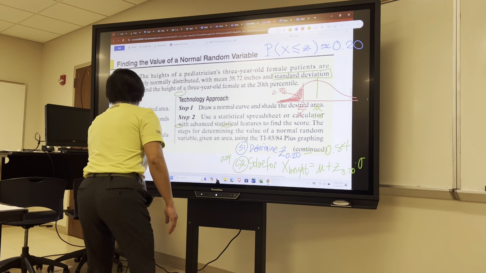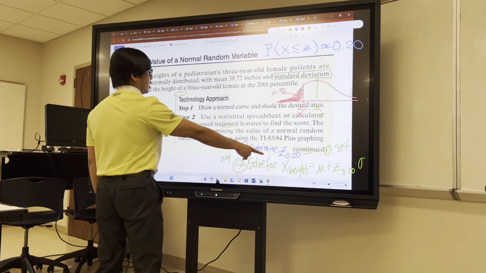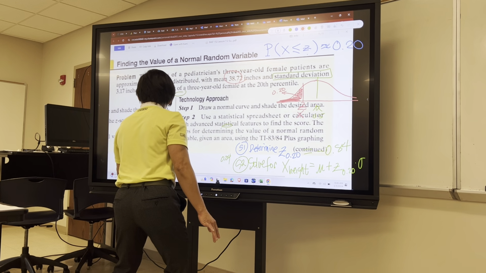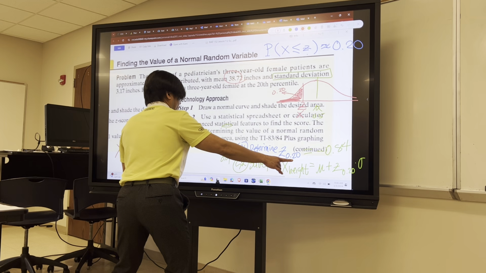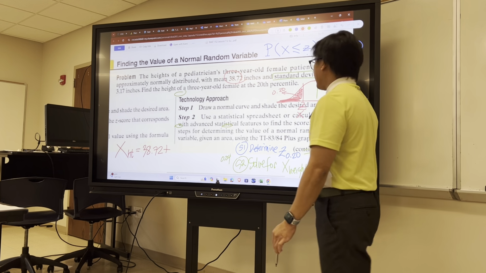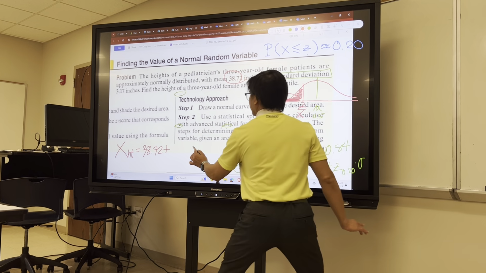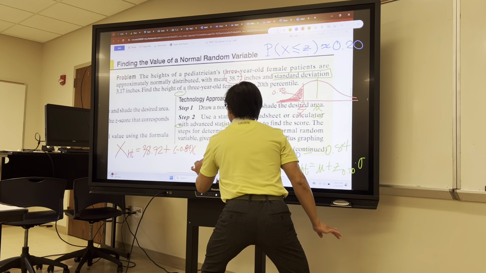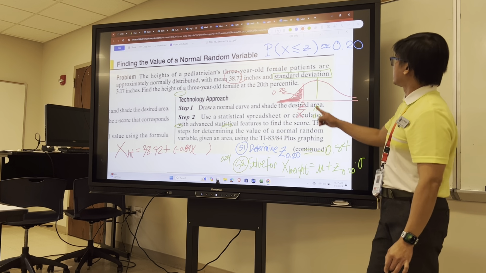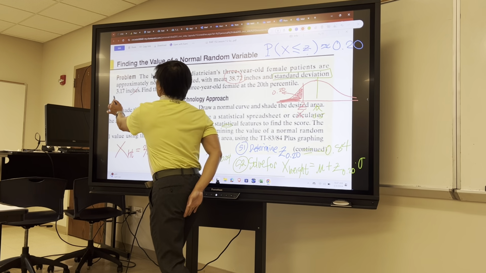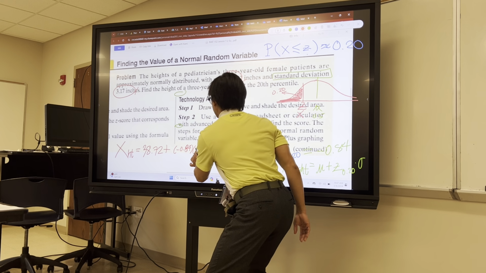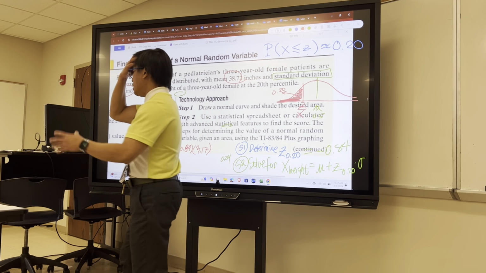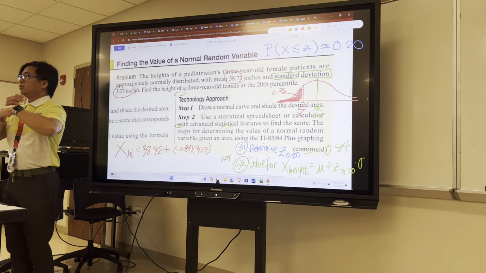X, or the height at the 20th percentile rank, is equal to mu. What's your mu again? 38.72. Plus, what's your z? Negative 0.84. Again, so that's negative 0.84, times sigma, the standard deviation. And what's our standard deviation? 3.7. The 0.2 a while ago is the 20th percentile, right? 0.2 means that 20% of those heights are below this.